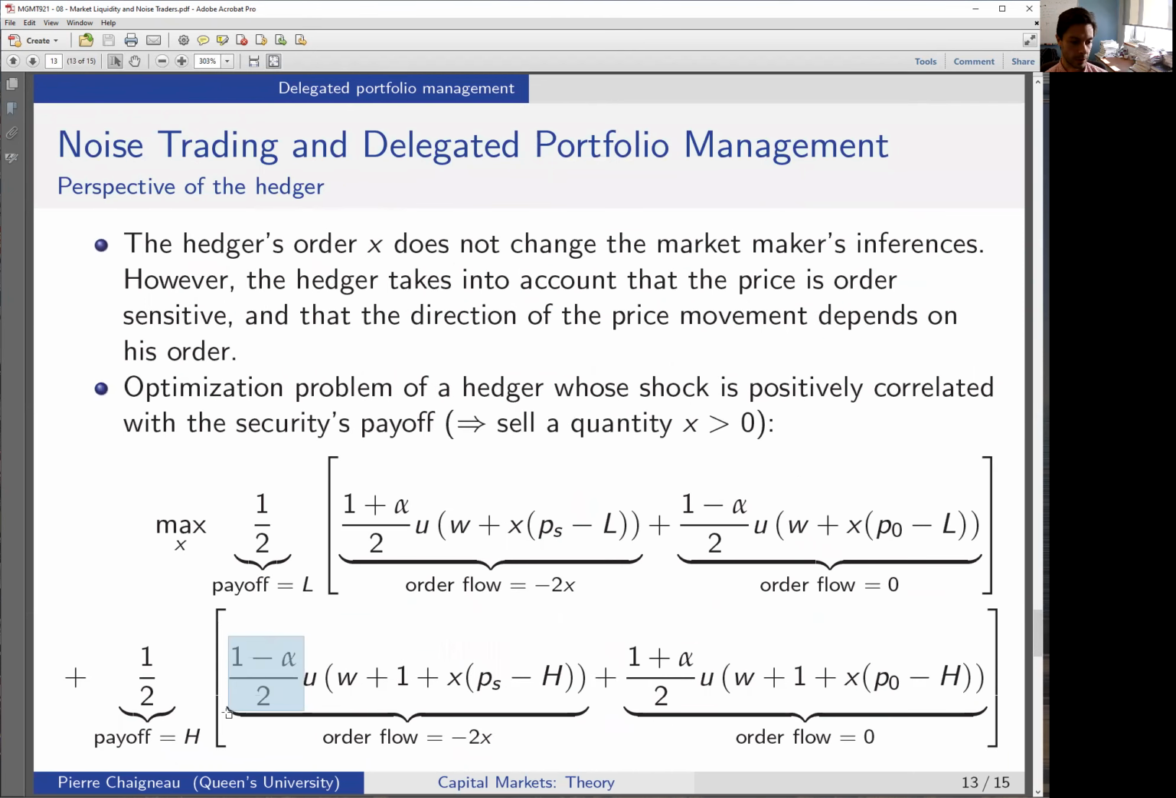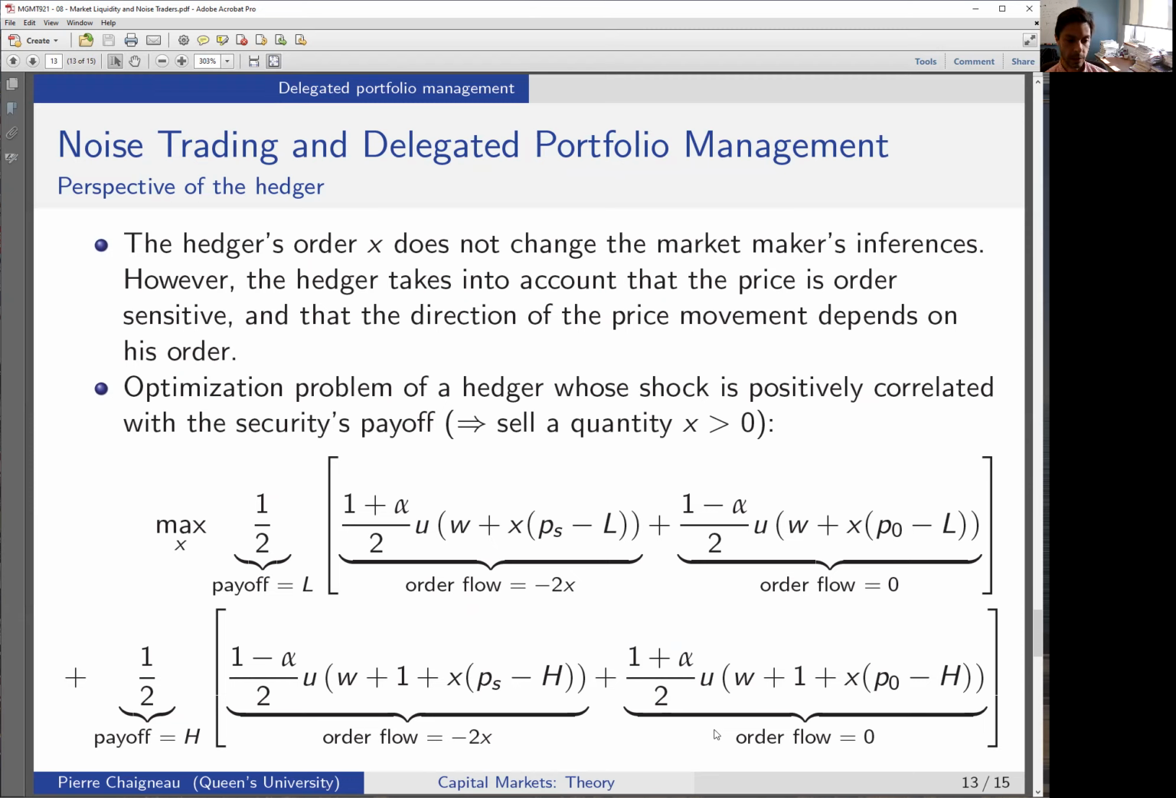So with this lower probability, both the hedger and the fund manager will be selling. So the order flow is negative. And with this higher probability, the hedger will be selling because of his type, but the fund manager will be buying in part because of his information.